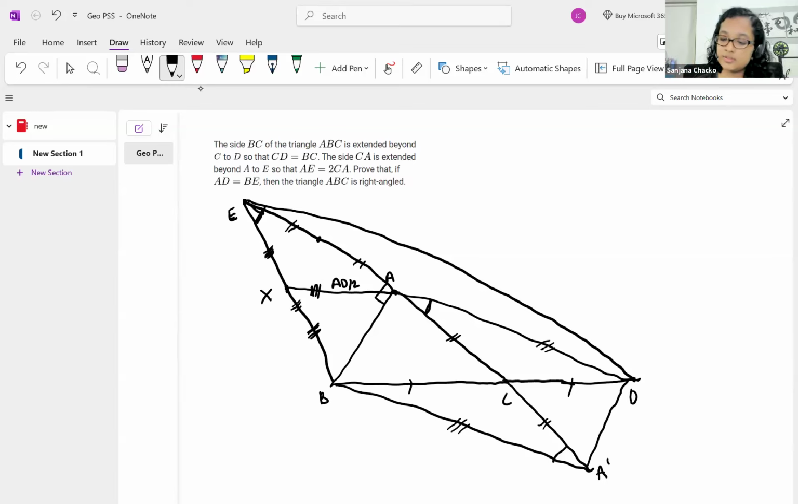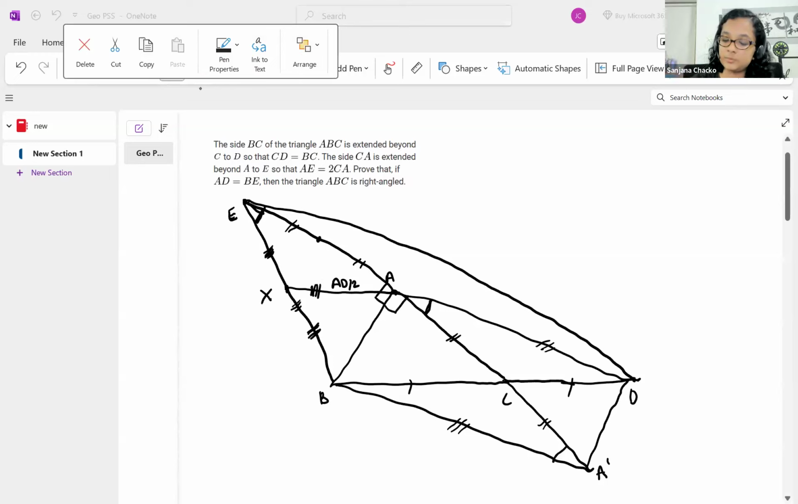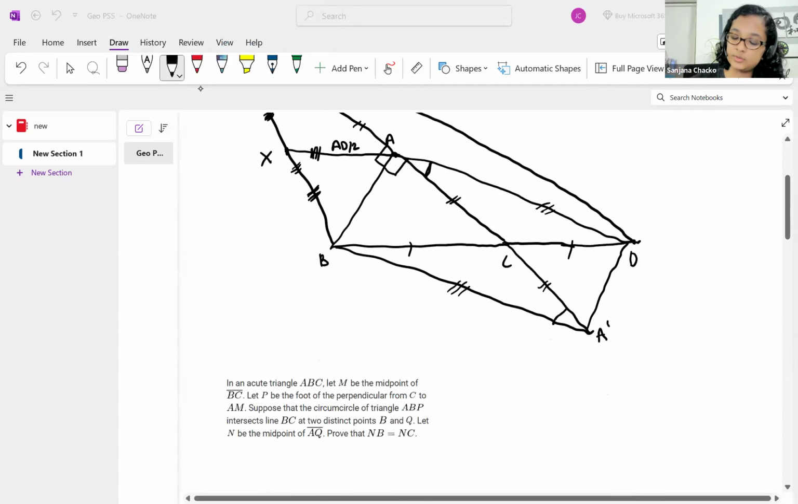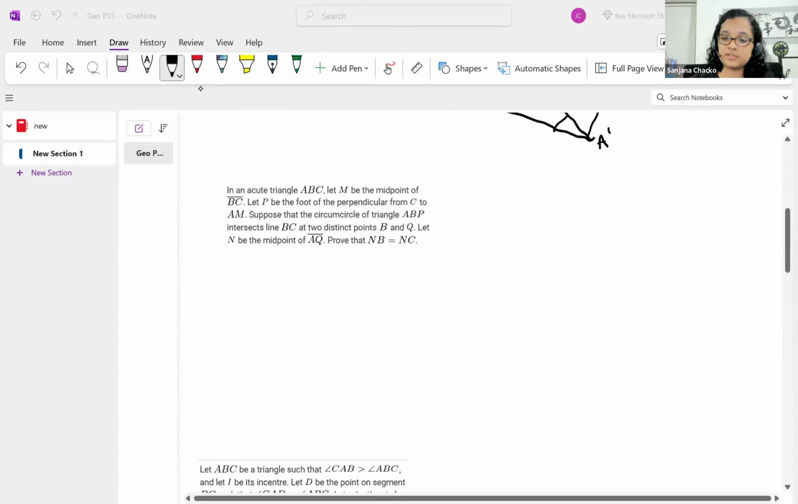That's also a useful thing to note, because you have a midpoint and you have some equal length. So this gives you a very nice parallelogram, so you can finish using angles. Okay, nice. So that was one of the warm-up problems. Let's move on to the next one.